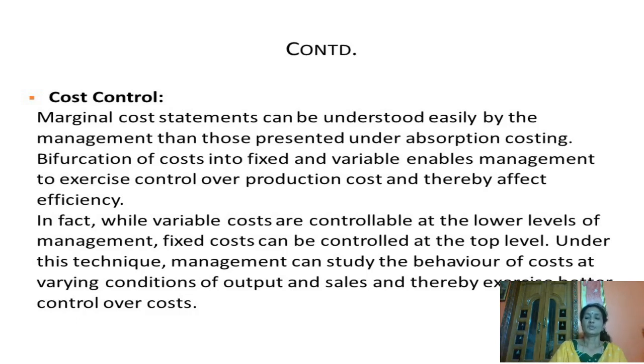So wherever it is possible, and as we all know, variable cost is controllable. To certain extents, we can control the variable cost by avoiding wastages and eliminating the waste. All this can be done through variable cost. Since here it is bifurcated, wherever variable cost is incurred, that can be controlled. And this can be controlled at the lower level of management.